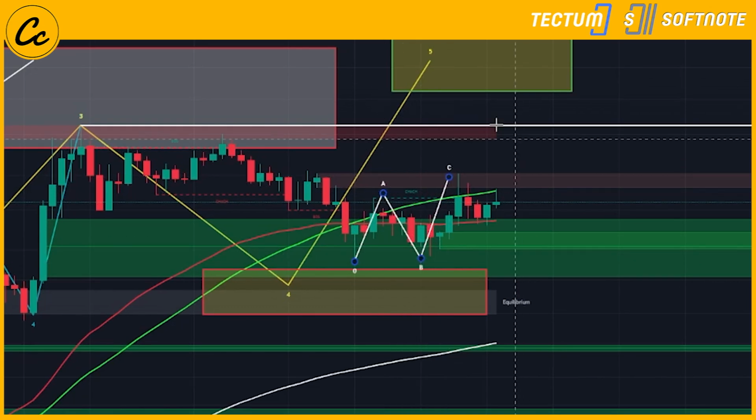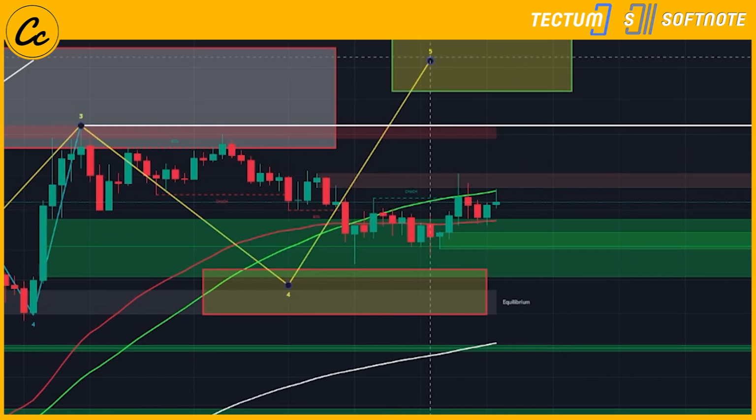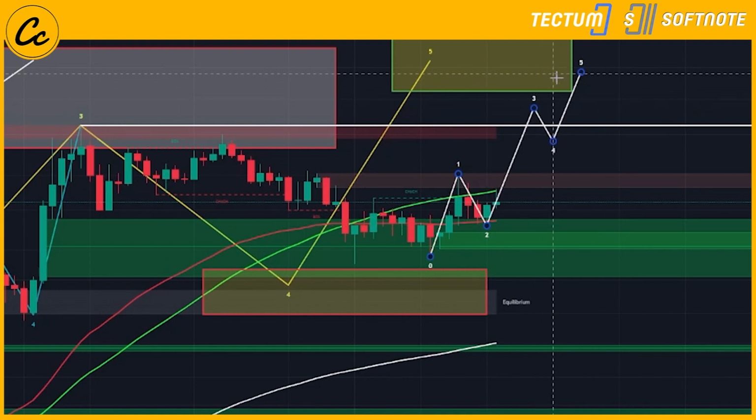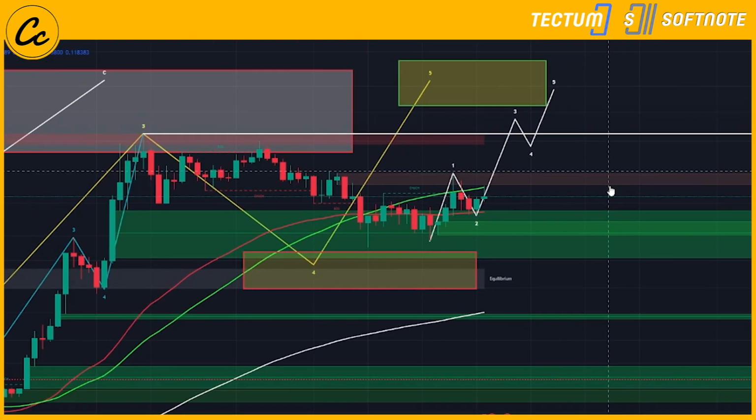Looks very corrective to start this move to the upside, or we could be looking at this move here actually being the starting point, where of course we would be looking at this as a wave 1, wave 2, looking for that wave 3, wave 4 and 5. So I do think we have to be a little bit cautious with this one.